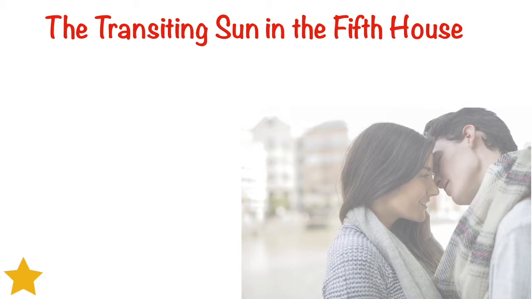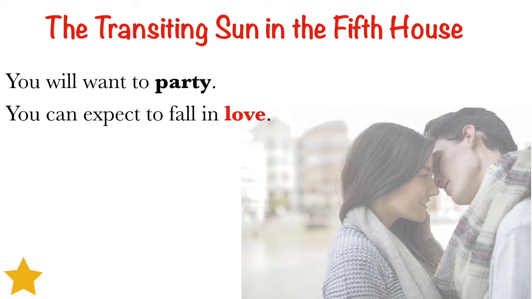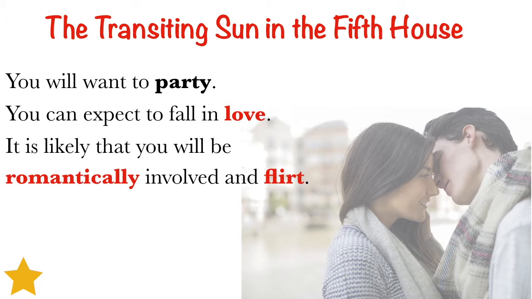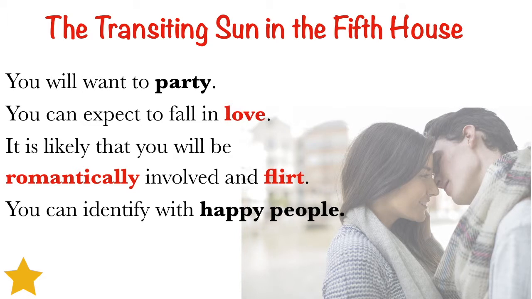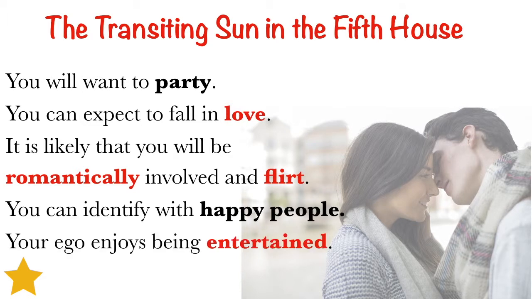When the transiting sun is in the 5th house of the sun sign horoscope that you are writing, examples would be: you will want to party. You can expect to fall in love. It is likely that you will be romantically involved and flirt. You can identify with happy people. Your ego enjoys being entertained.